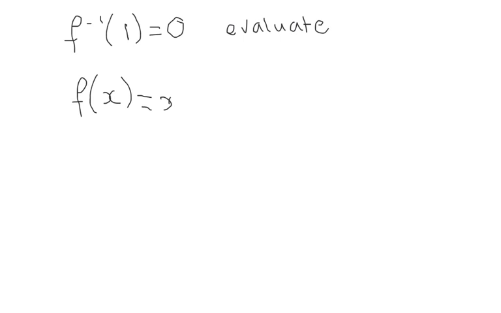Inverse function of 1 equals 0. So we're evaluating. Go back to the original function f of x, x cubed, add e to the x, and take the derivative. F dash x equals 3x squared plus e to the x.